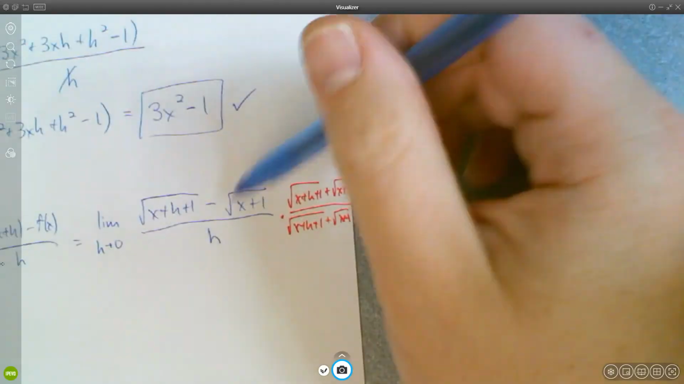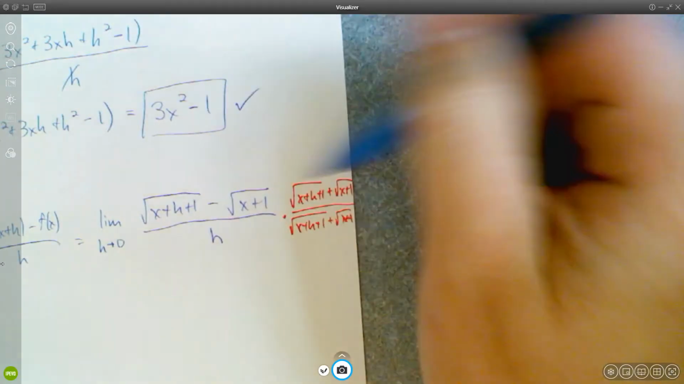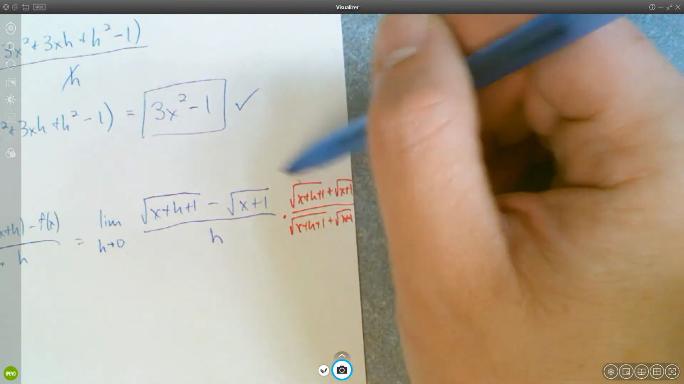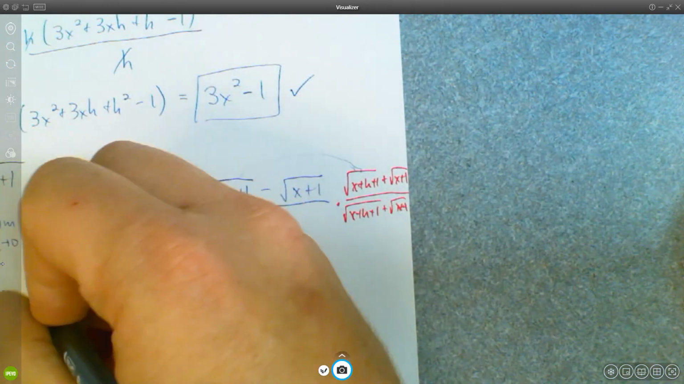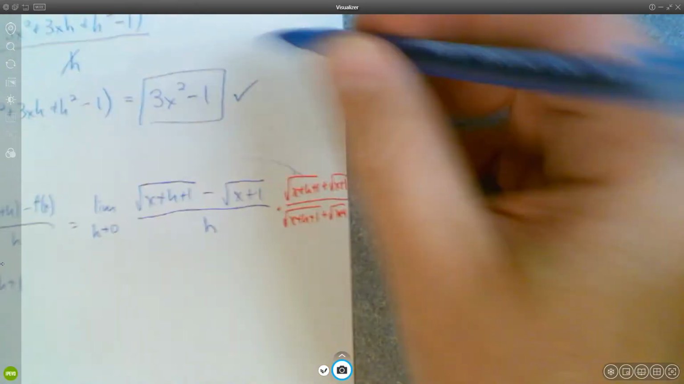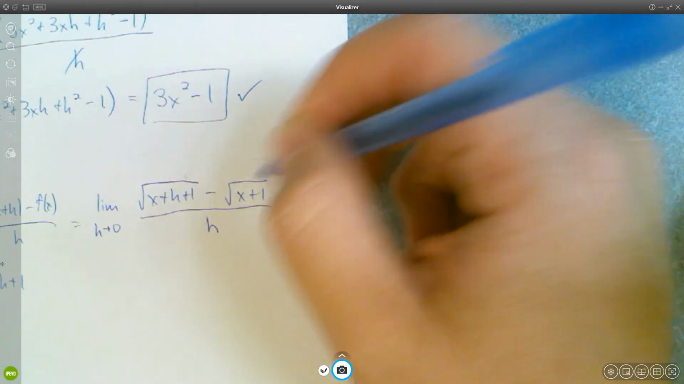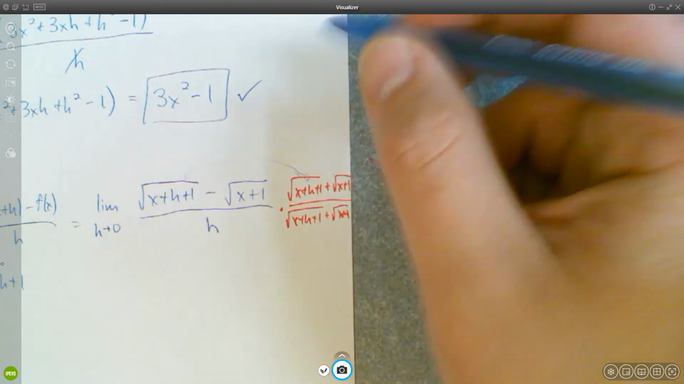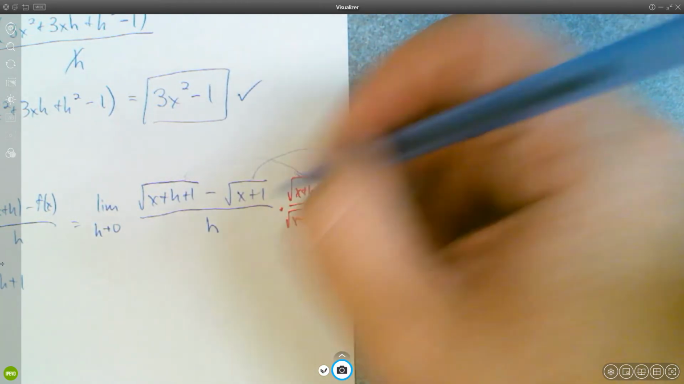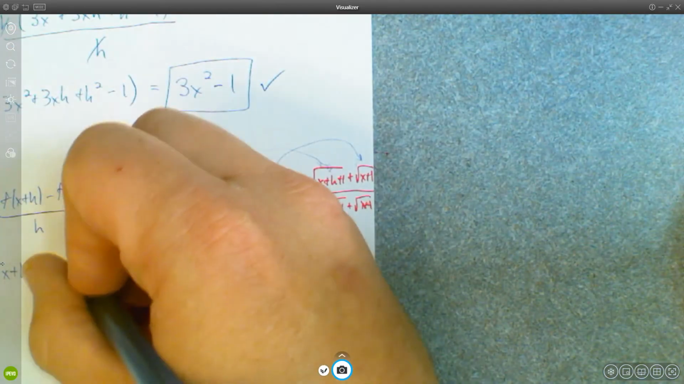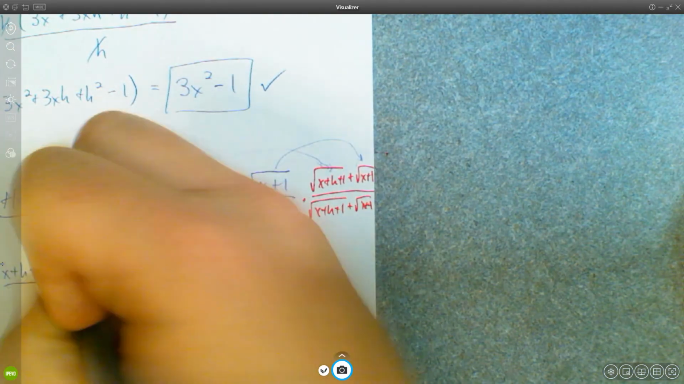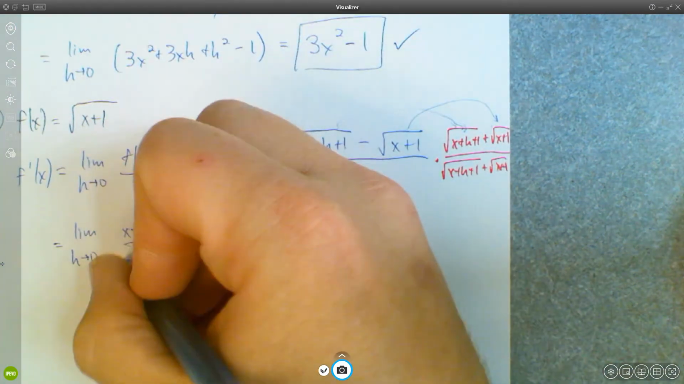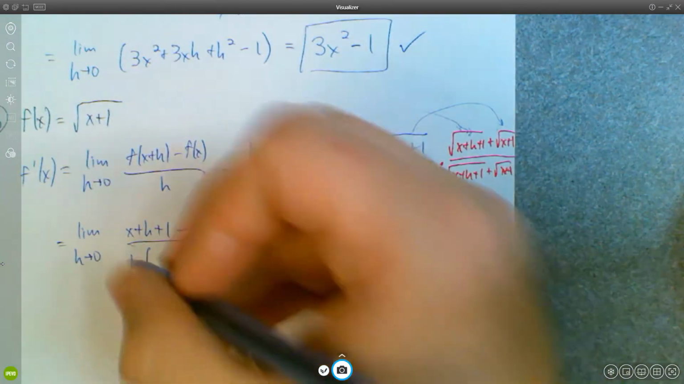And the nice thing about multiplying by the conjugate is that all of the radicals will disappear in the numerator, right? The radicals will cancel and just leave us with x plus h plus 1. The outers and inners will cancel each other because they're the same thing except with different signs. And then the lasts, the radicals will cancel and leave us with a negative x plus 1. As for the denominator, I'm not going to distribute that h because I'm hoping that I'll be able to cancel it off pretty soon.